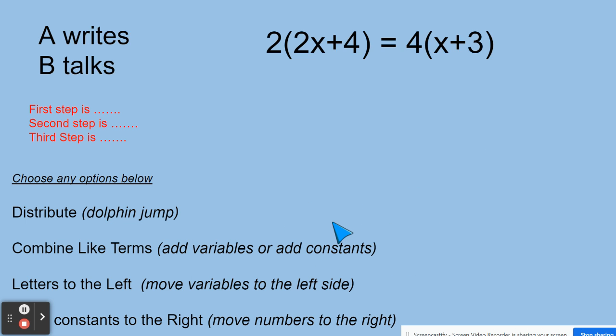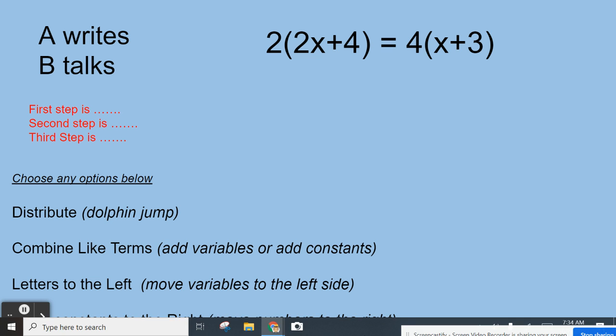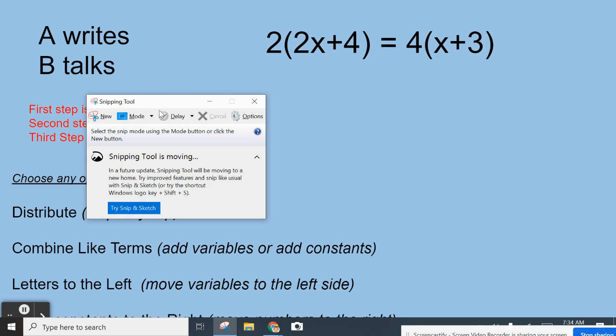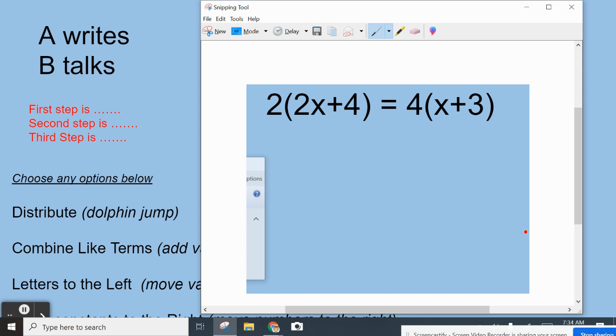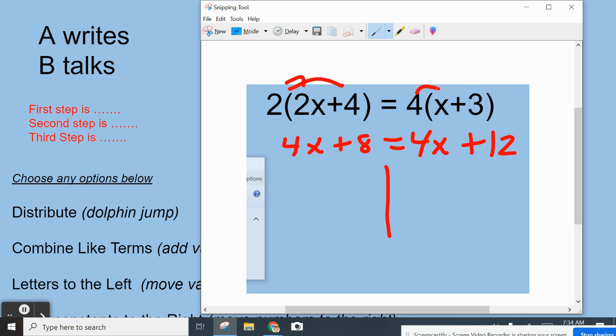Switch roles, last one, I think. All right, go ahead and try this one. A is writing, B is talking. Let's go ahead and go for this one. Let's see what you guys can do. If we're going to solve this one. That's my distributive property. All right, we know what we do. We multiply, right? Then we're going to go letters to the left.